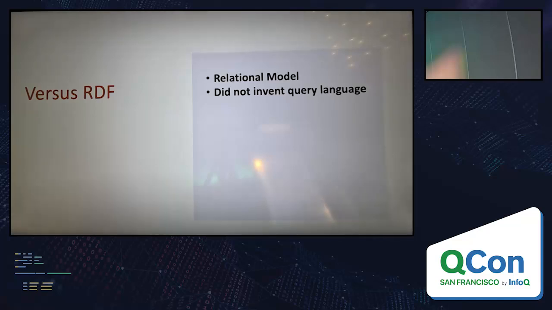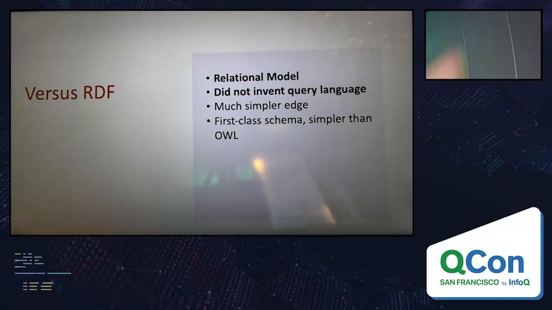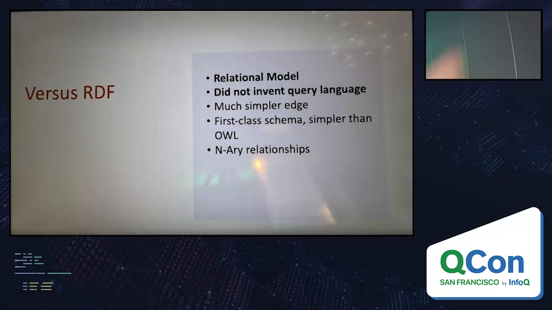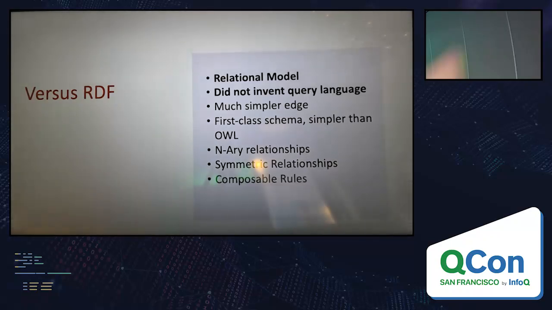We did not invent a query language. I highly recommend that. We have a much simpler edge. We have first-class schema that is much simpler than OWL. Like you've seen all the moving pieces in the schema in this talk. We can do N-ary relationships, and we can do symmetric relationships, and we have composable rules.